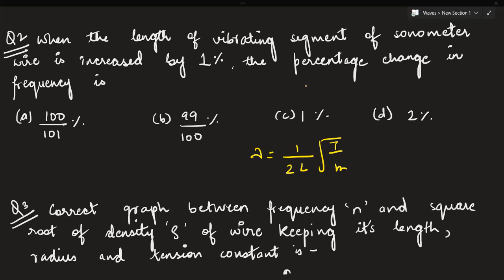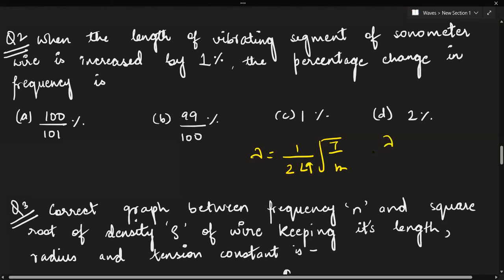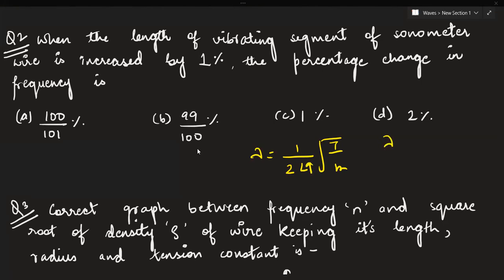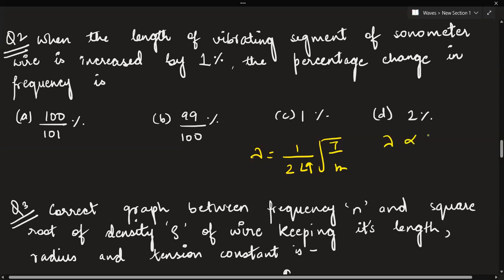See, you don't even have to calculate this. It says if the length gets increased by 1%, and frequency and length are inversely proportional to each other, frequency is inversely proportional to the length. So if the length increases by 1%, then the frequency will decrease by 1%. So the correct option will be option C.